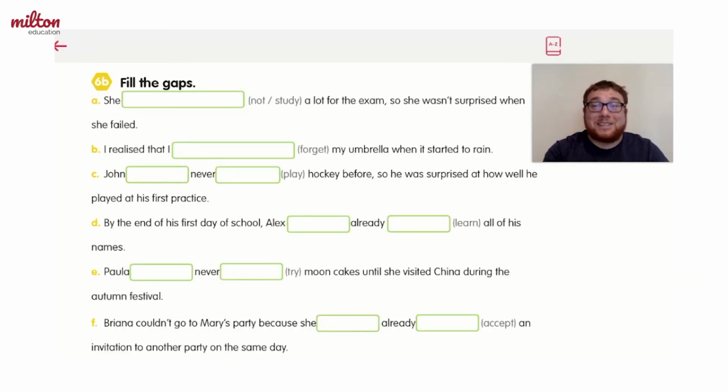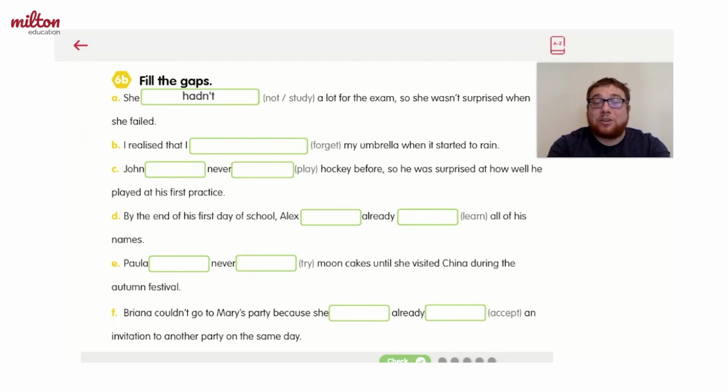In exercise 6b, you must complete the sentence with the correct form of the verb. All of these sentences will ask you to use the past perfect tense. For example, in the first sentence, it's asking us to use not and study. This means we must write the negative form of the past perfect verb. So remember that it's hadn't. Study is a regular verb, so it's studied. And the answer is hadn't studied.